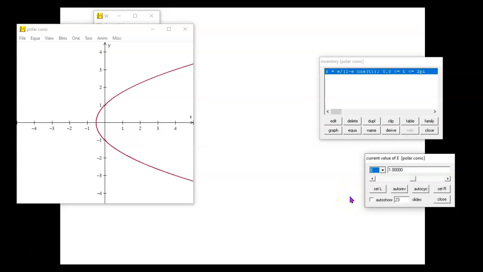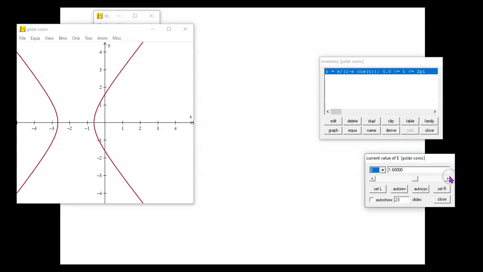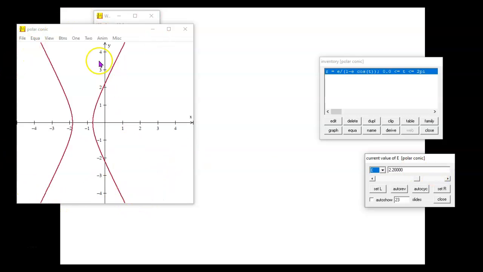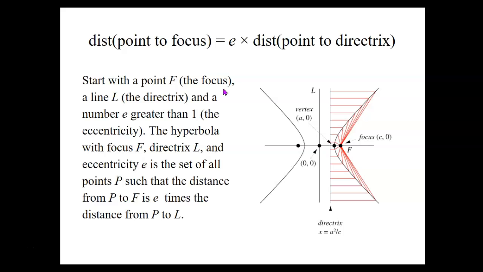If you keep on increasing the eccentricity past 1 to numbers like 1.2, 1.4, 1.6, 1.8, 2, 2.1, and so on, you get a curve like this that is a hyperbola. And notice it's made up of these two branches. So these two together make up the hyperbola. And there are two ways you could define a hyperbola, two alternative definitions.